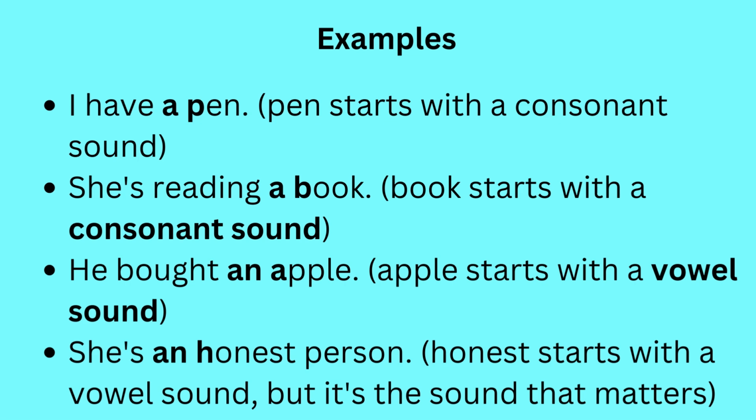She's reading a book. Book starts with a consonant sound. He bought an apple. Apple starts with a vowel sound. She's an honest person. Honest starts with a vowel sound, but it's the sound that matters.